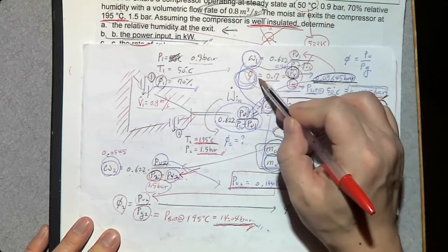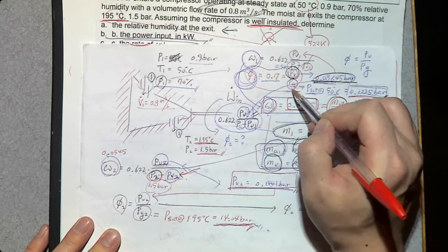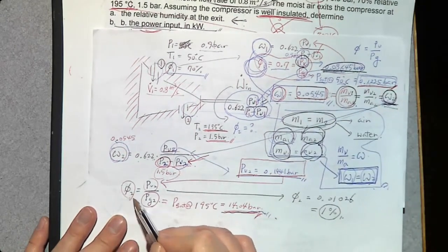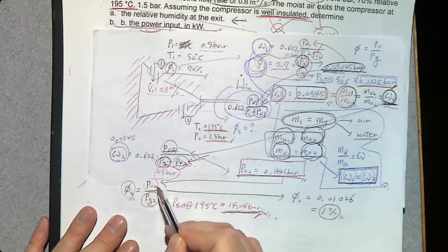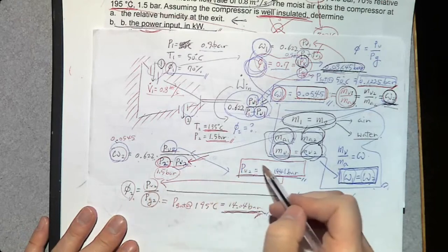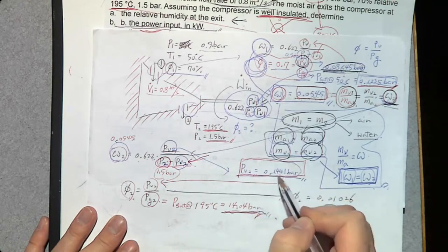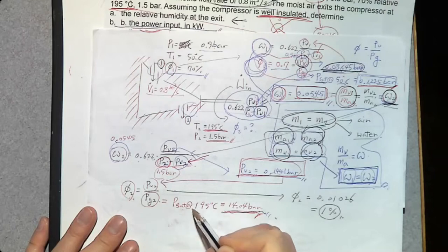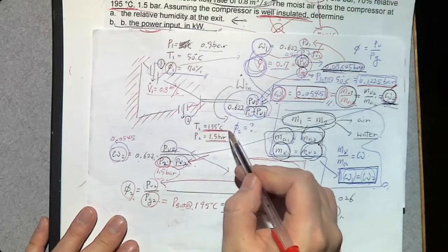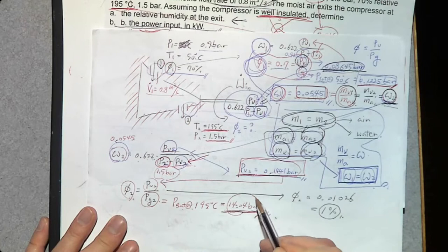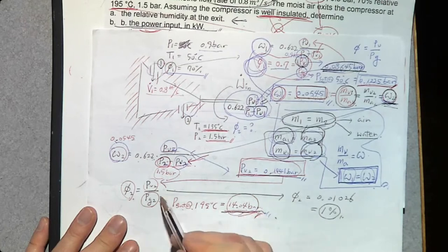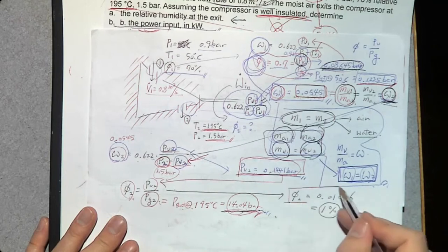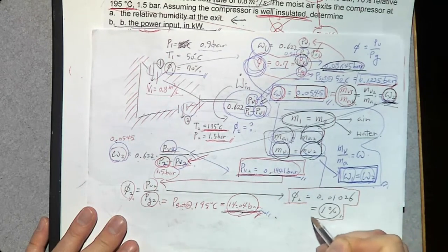Then using this partial pressure, we can use the same equation. Phi, the relative humidity, is PV over PG for the exit. So phi 2, the relative humidity at the exit, is PV2 over PG2. PV2 is given from here, and PG2 is the saturation pressure at the given temperature at the exit, 195, which is 14.04. So we have everything, and we can determine the relative humidity at the exit, which is only 1%.